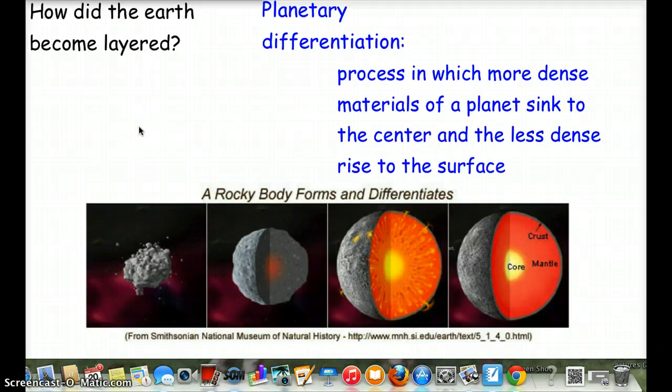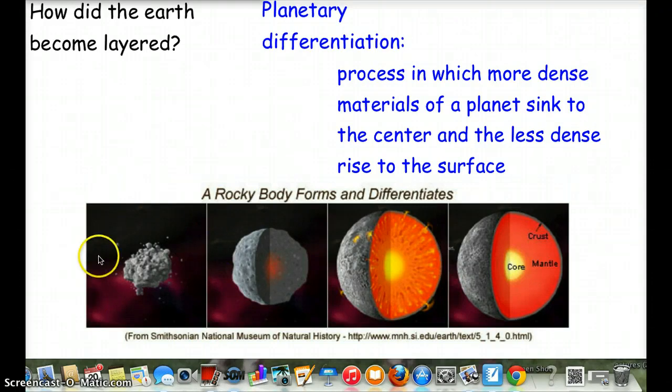All right, and of course, the important part of this is, how did the Earth become layered? Now that we have this evidence that it is, how did it become that way? Basically, we call this planetary differentiation, and it's the process in which more dense materials of a planet sink to the center and the less dense materials rise to the surface. And so how does this occur?